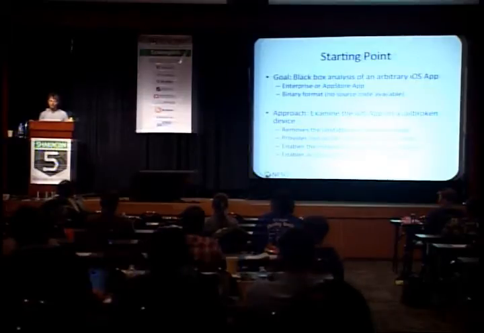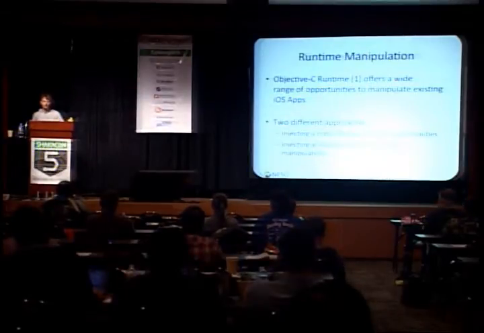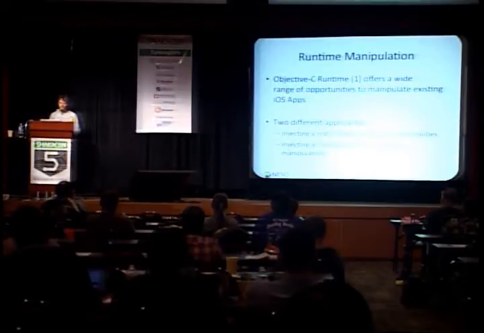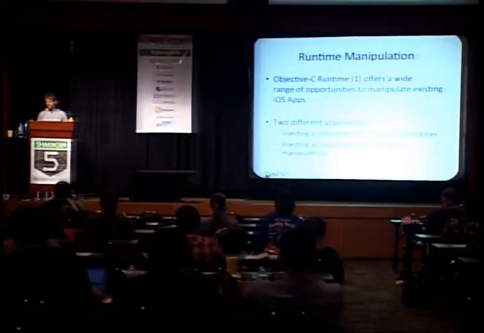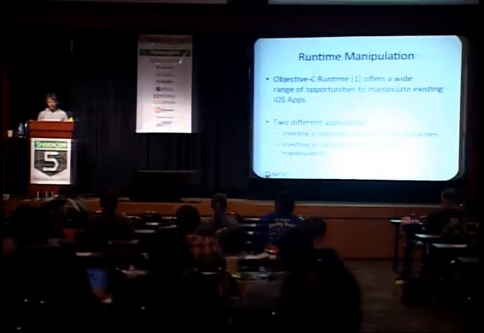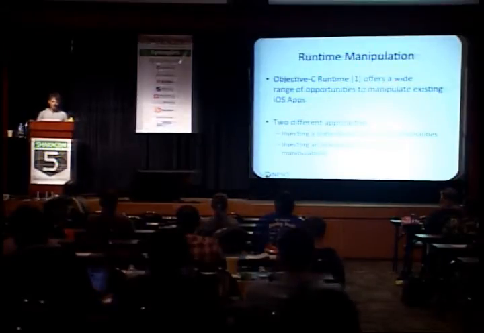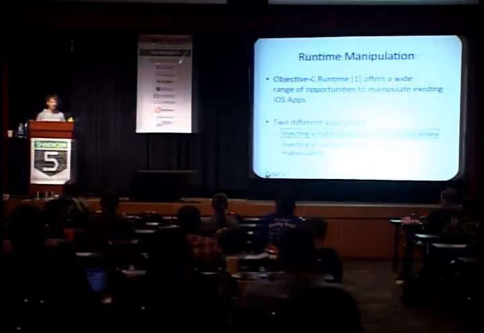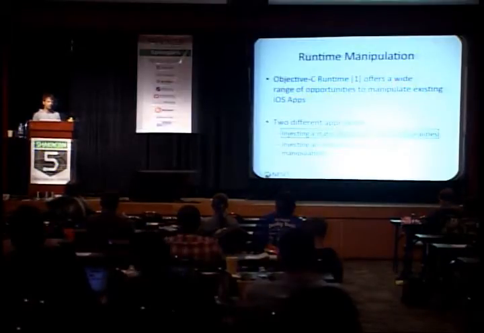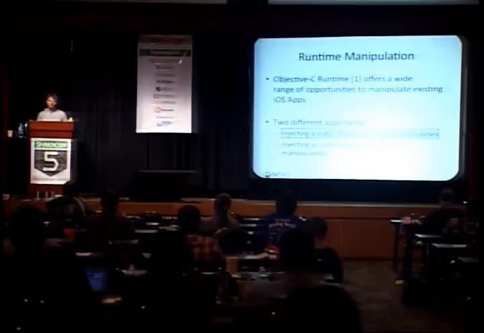So this is the basic procedure. We want to do a black box analysis on a jailbroken testing device. And due to its reflection abilities, the Objective-C runtime offers a wide range of opportunities to manipulate existing iOS apps. Before we start to manipulate what happens inside, we need to extend an existing app with additional code. And for this, two different approaches have proven to be extremely practical. We could either inject a complete static library with new functionalities, or we could inject an interpreter for on-the-fly manipulations.